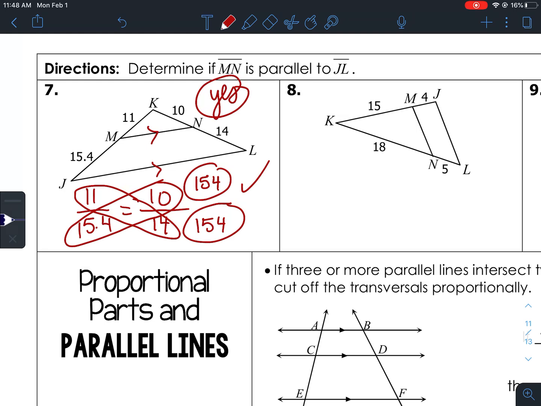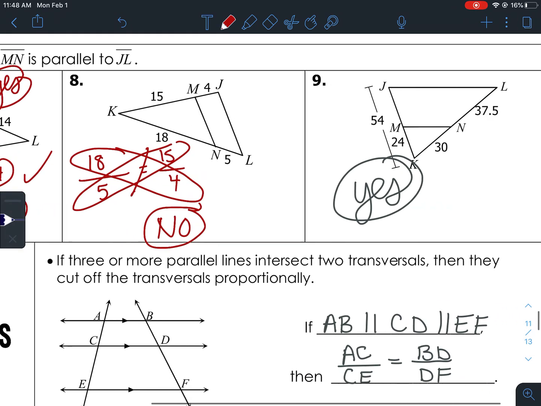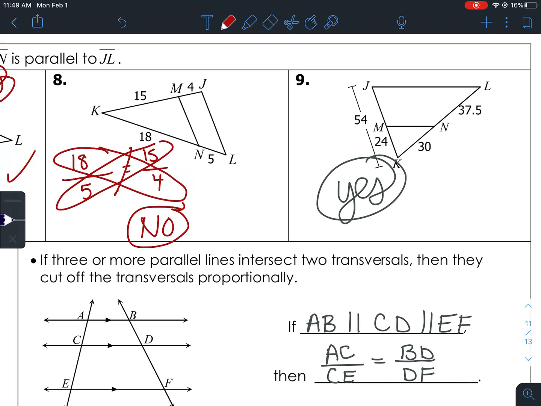8 here, again, setting up a proportion, 18 over 5 equals 15 over 4. When you cross multiply, these give you numbers that are not the same. So because those are not the same, that's going to give you a no. 9, of course, is a yes here. When you set that up, make sure you're finding JM and not using 54.